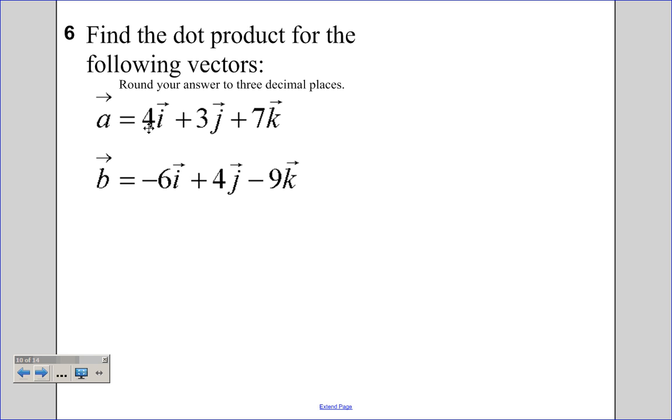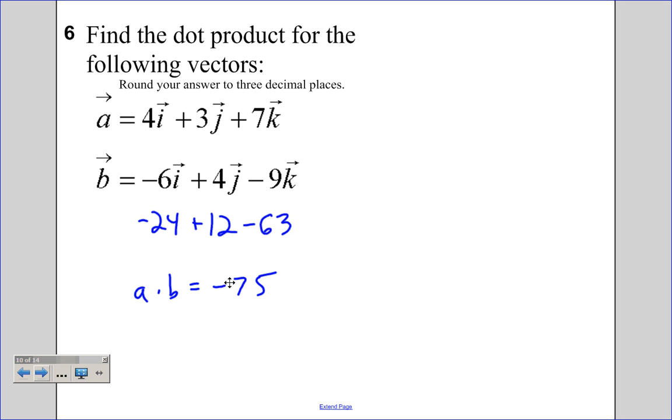So if I want to find the dot product of three-dimensional vectors, we do the same thing. 4 times negative 6 is negative 24. 3 times 4 is 12. 7 times negative 9 is negative 63. Add those up: negative 24 plus 12 minus 63. A dot B is negative 75.